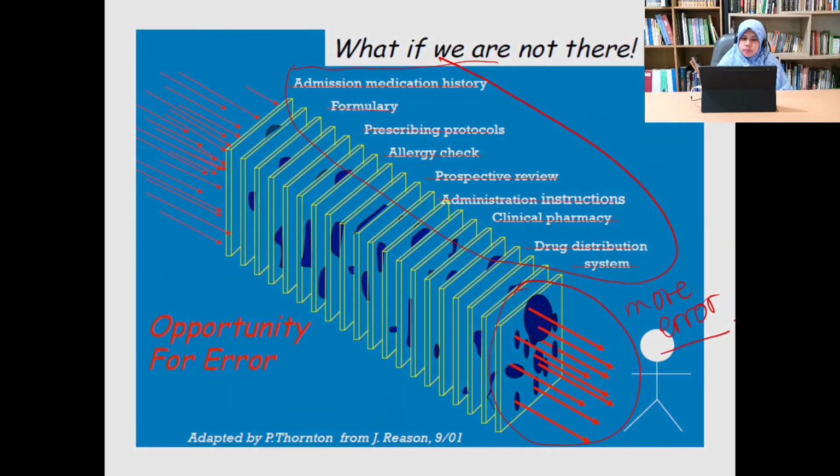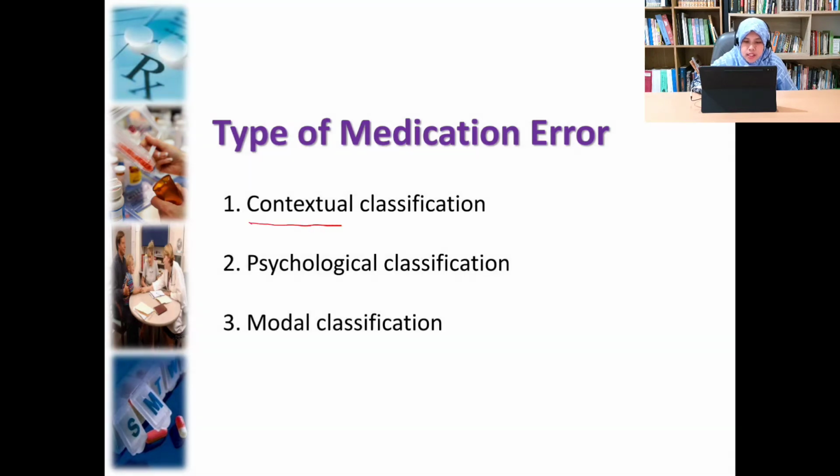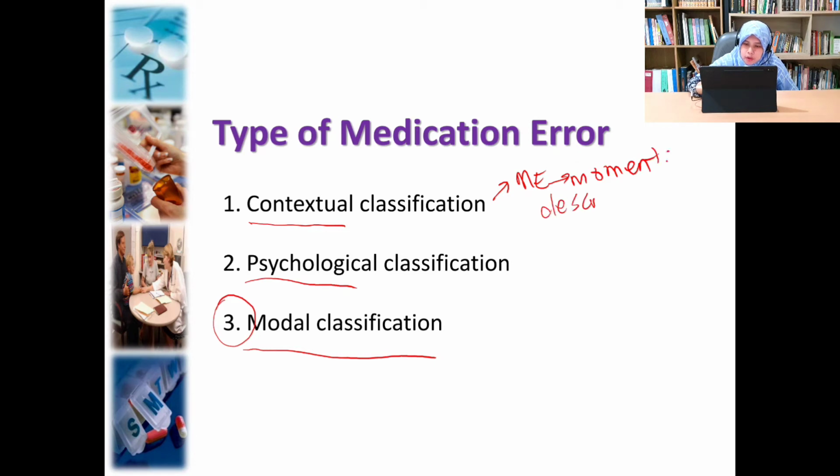Okay, there are several types of medication error. The first one is contextual classification, the second one is psychological classification, and the last is model classification. Actually, number 3 is general classification, and we usually use this classification when we assess medication error. The contextual classification is the medication error that describes the moment, for example, only describing the place, time, or people involved.